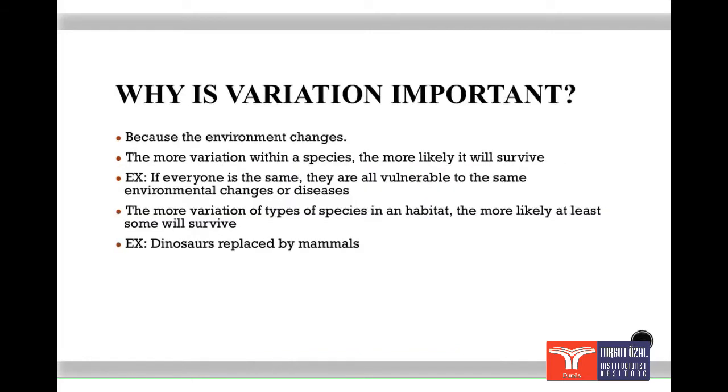Why is variation important? Because the environment changes. The more variation within a species, the more likely it will survive. As example, if everyone is the same, they are all vulnerable to the same environmental changes or disease. The more variation of type of species in a habitat, the more likely at least some will survive. Example, dinosaurs replaced by mammals.